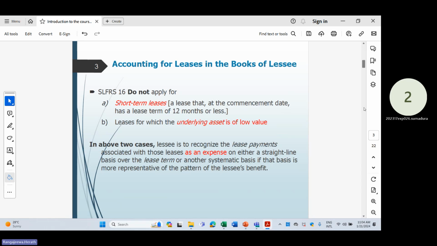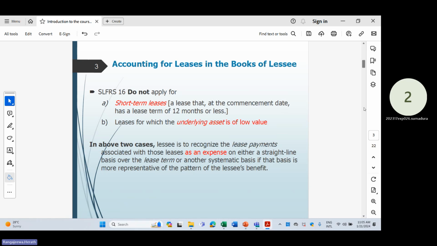Since you have studied leasing at A level, you know that for a lease, the lessee recognizes a right of use asset and a lease liability. For a short-term lease, that is not applicable. A short-term lease means you enter into a lease agreement for 12 months or less. For example, you lease a motor vehicle for a period of 6 months.